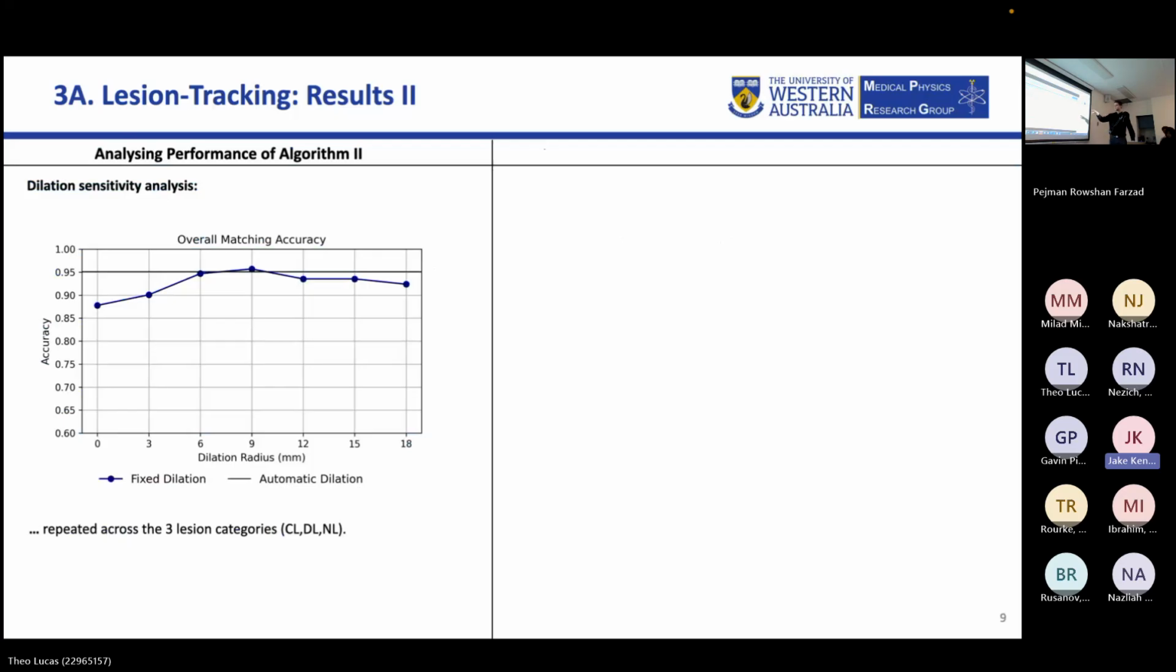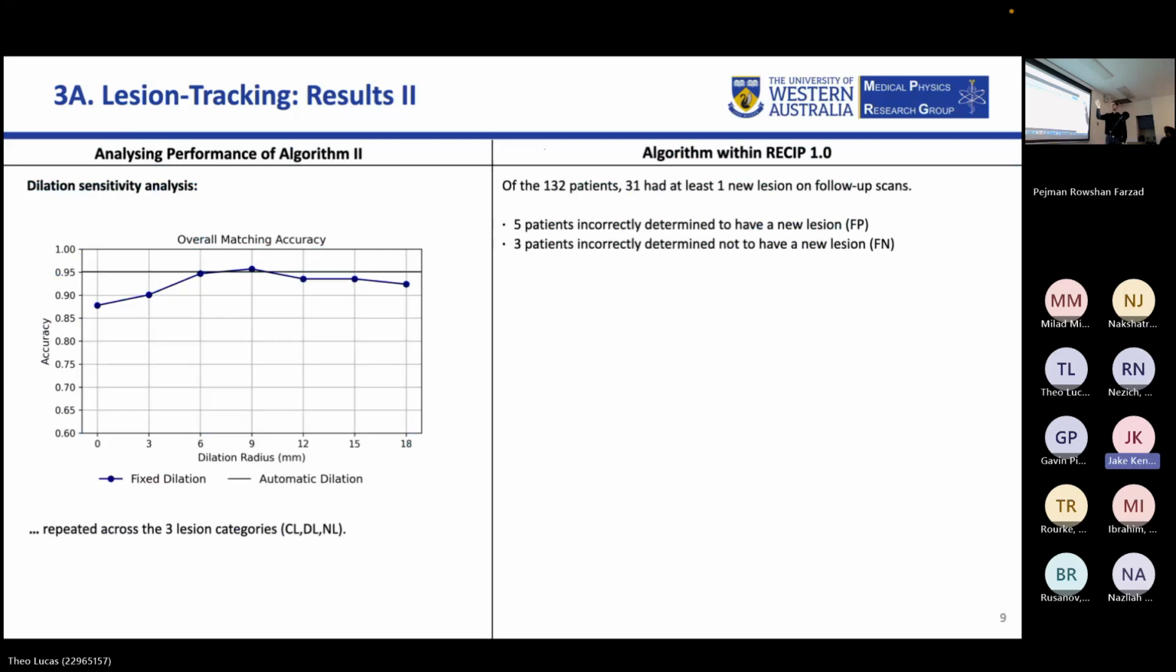And this sort of analysis was repeated across the 3 lesion categories. So asking, how do precision and sensitivity at determining, for example, new lesions vary as a function of dilation radius? And then taking the information, especially with the automatic dilation within RECIP, of the 132 patients, 31 had at least 1 new lesion on follow-up scans.